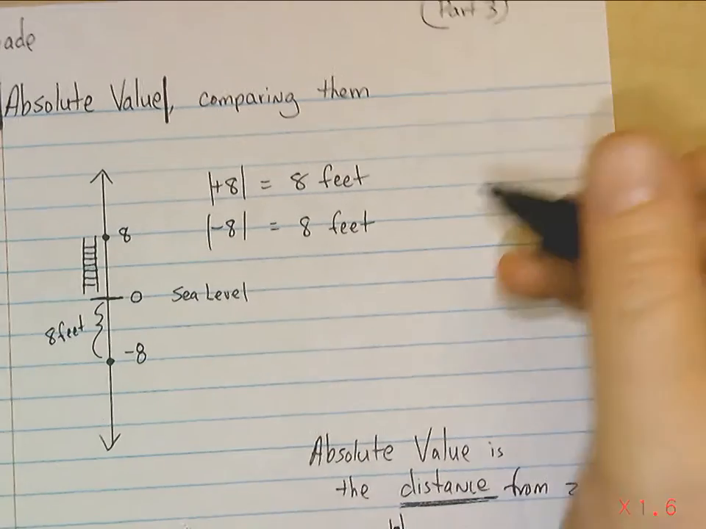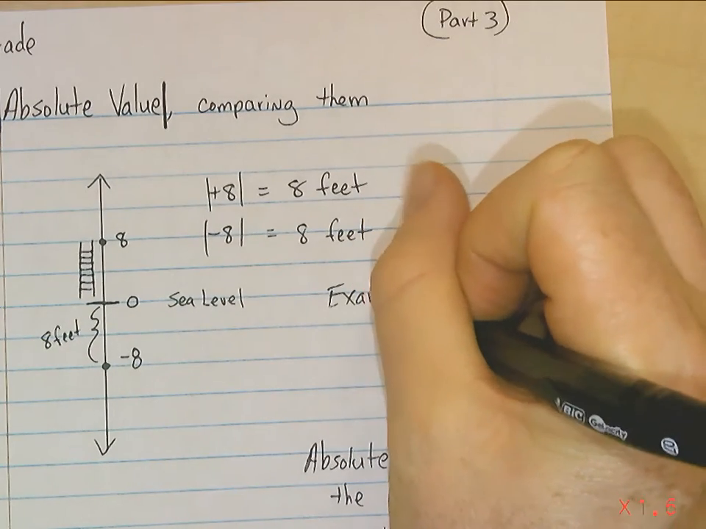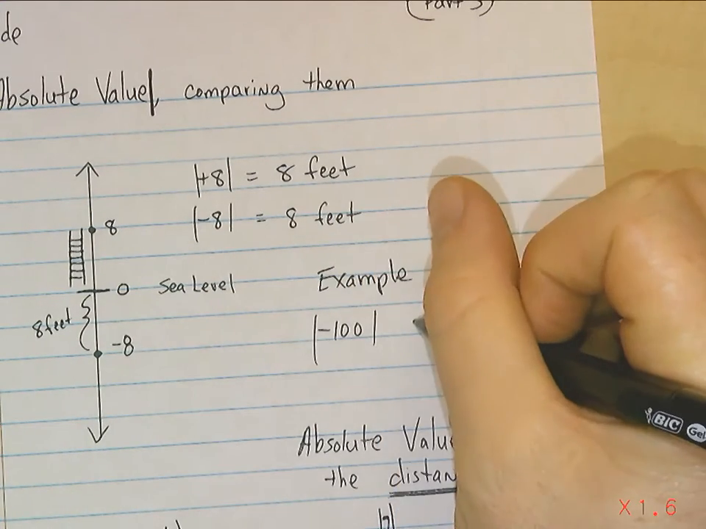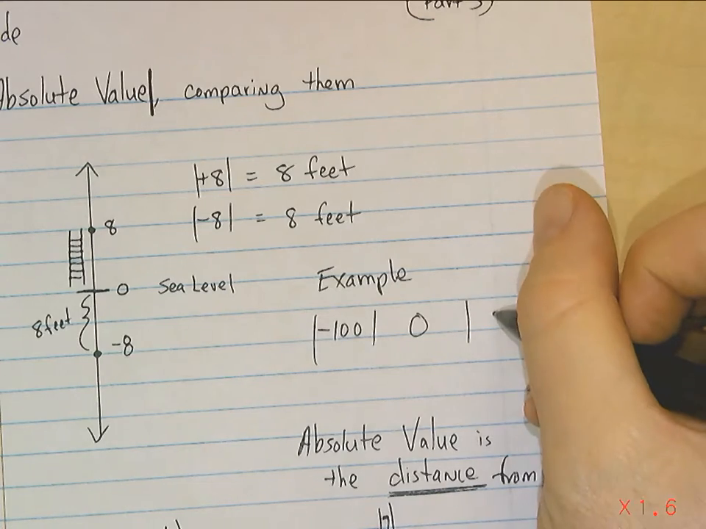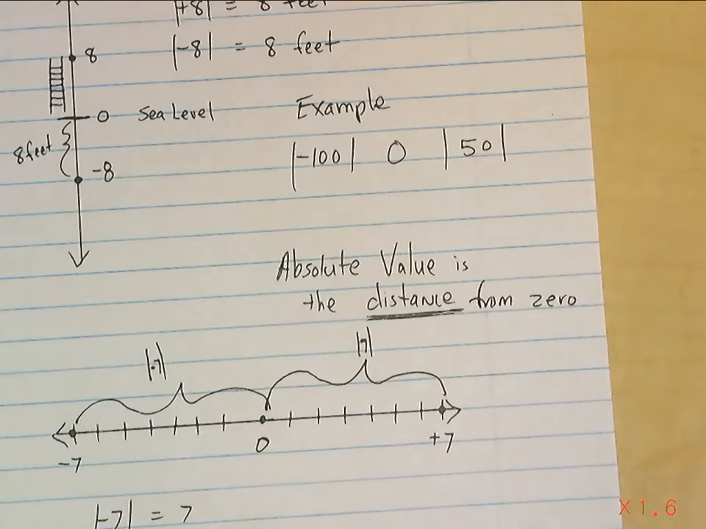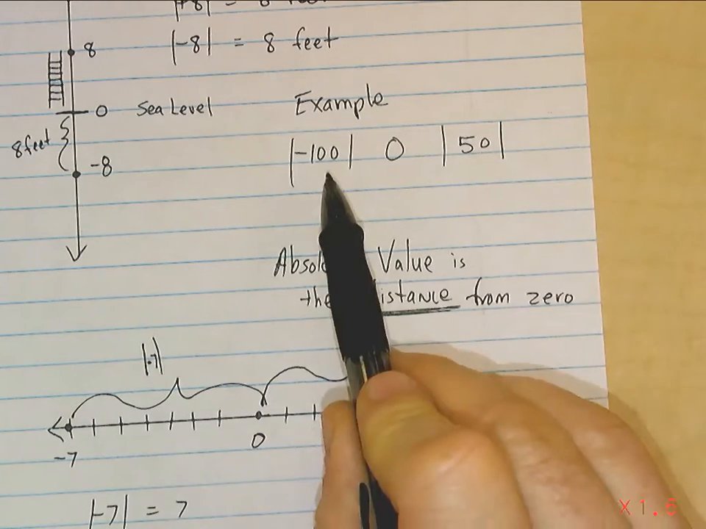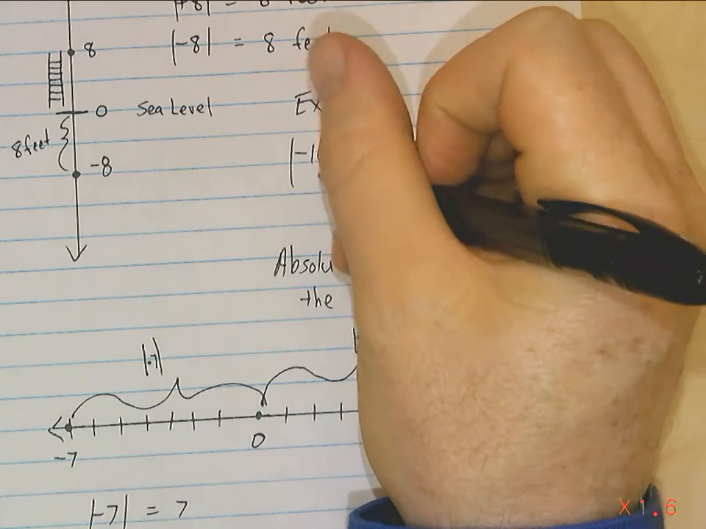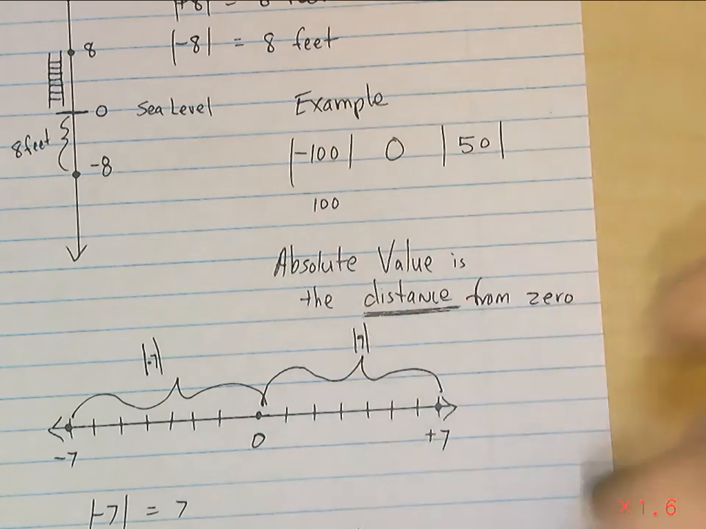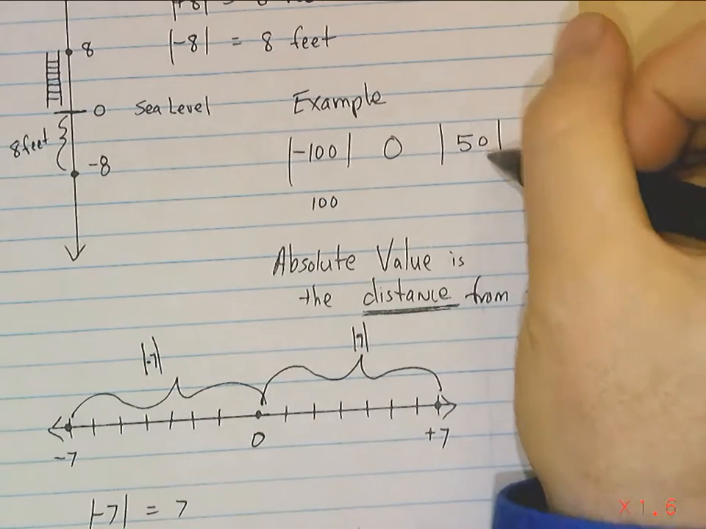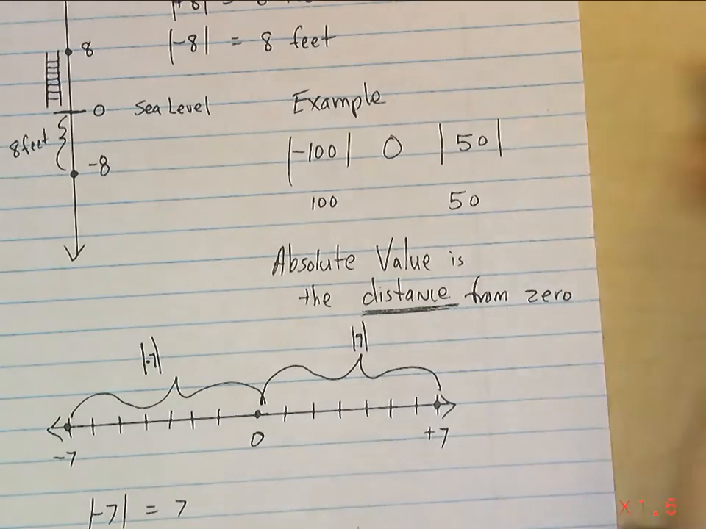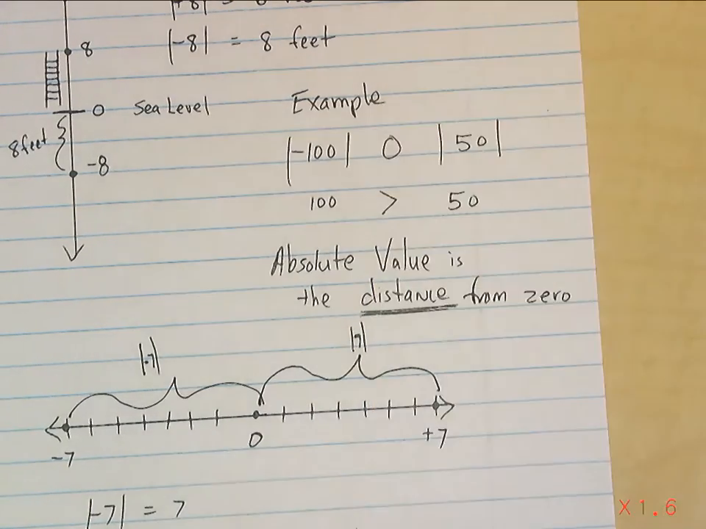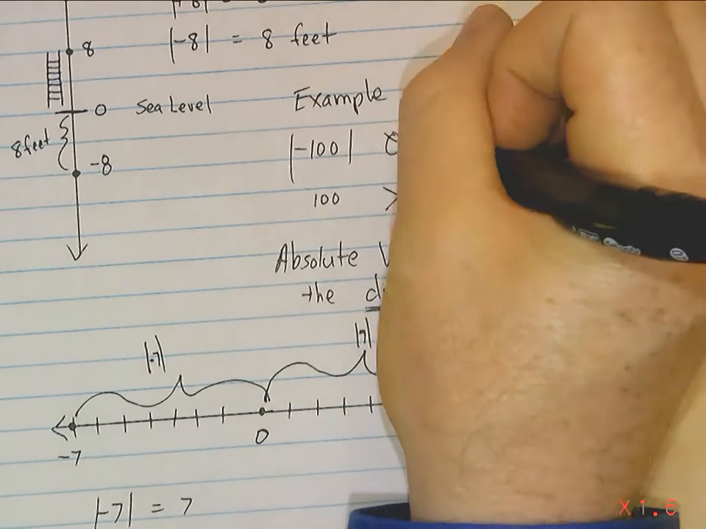So again, real quick, another example, just to wrap this up. If I'm comparing the absolute value of negative 100 versus the absolute value of, let's say, 50, which one has the greater value? Well, we know that negative 100 is less than 50 on the number line. But value-wise, the value of negative 100 is 100. It's 100 units away from 0. 50 is 50 units away from 0. So which one has more value to it? The 100 is going to have more value. So this is going to be greater than.